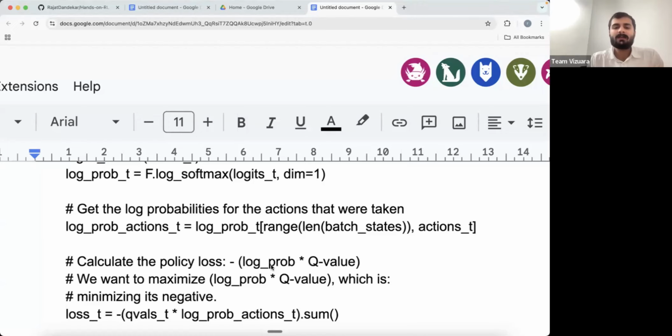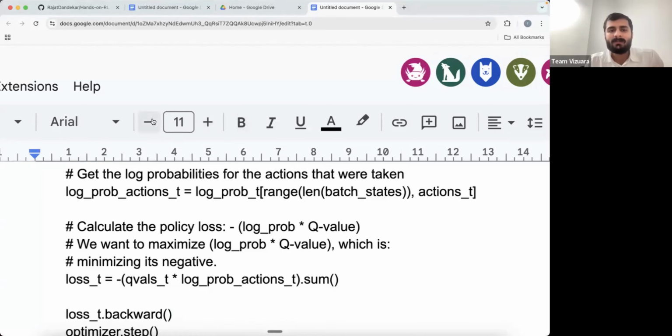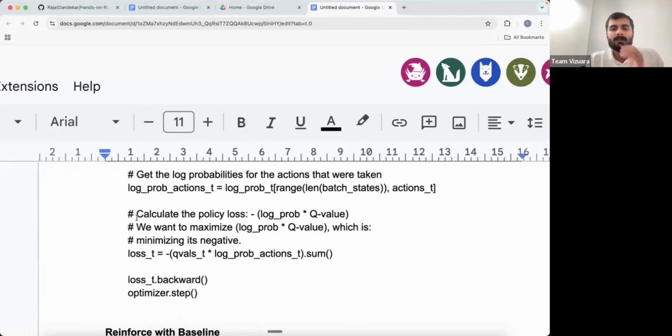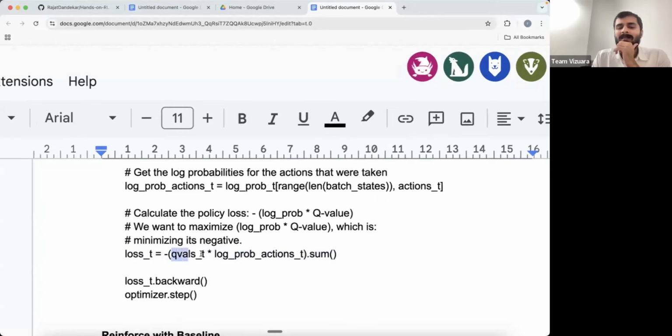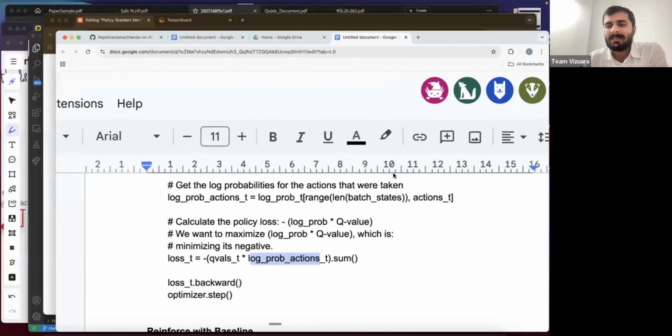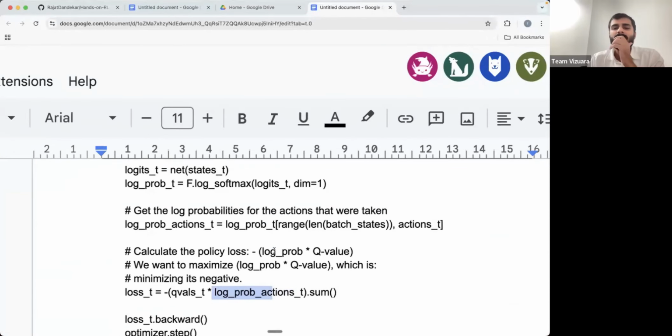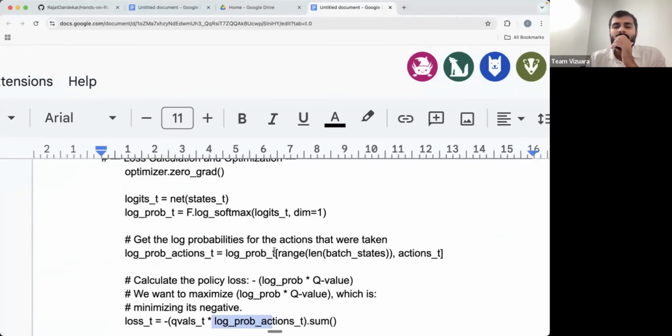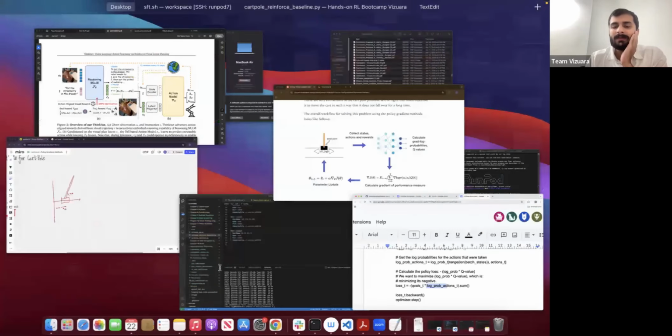And now once we know that, you can see the policy loss is simply given by minus. I will explain this minus sign, but Q vals into T, this is the Q value multiplied by log probabilities, which is exactly the same as what we have been doing here. Q value multiplied by log probabilities. Whatever you see in this expression over here is exactly the same as here.